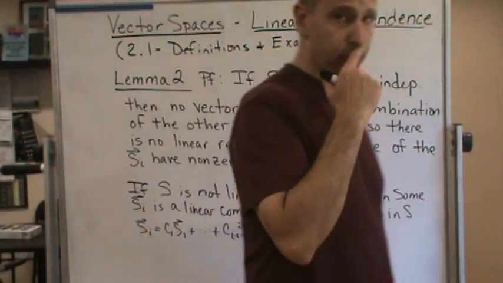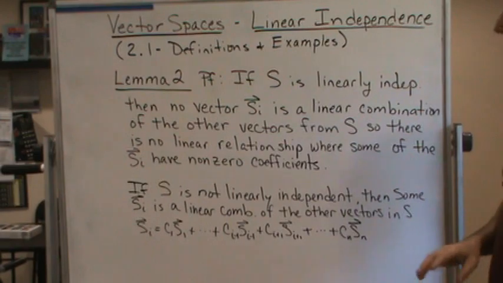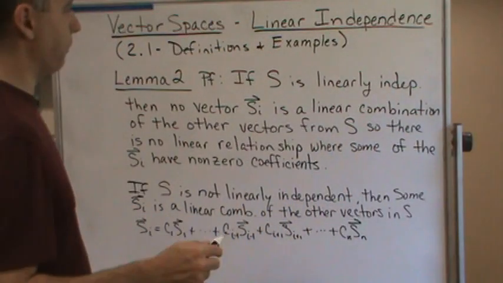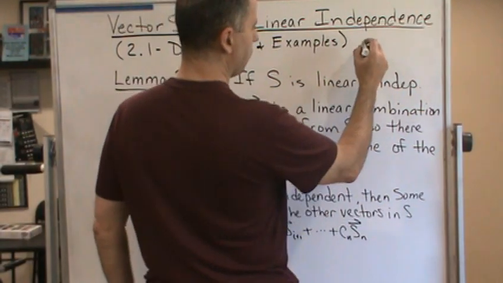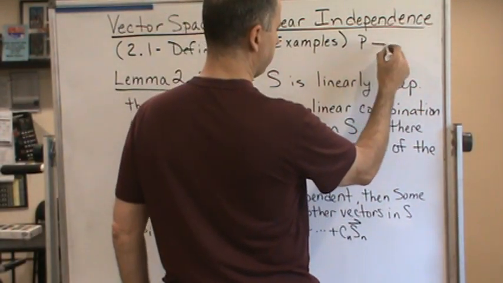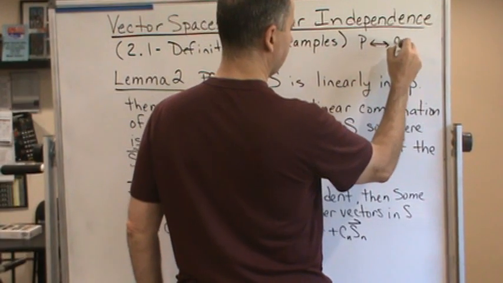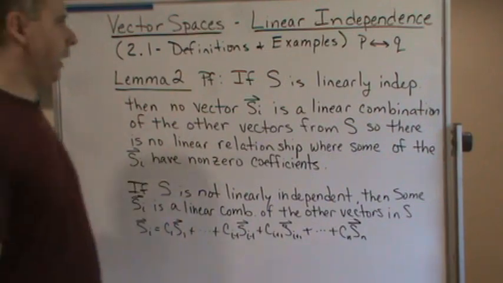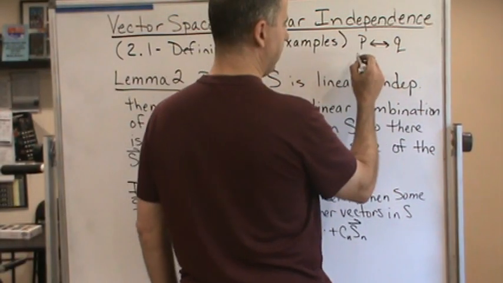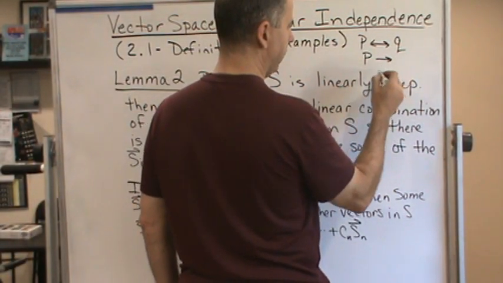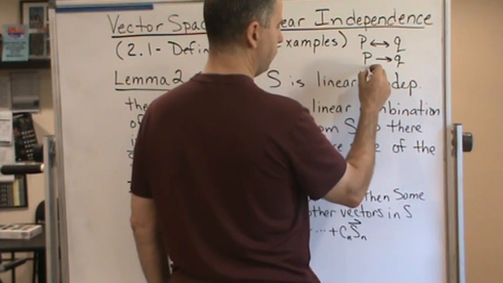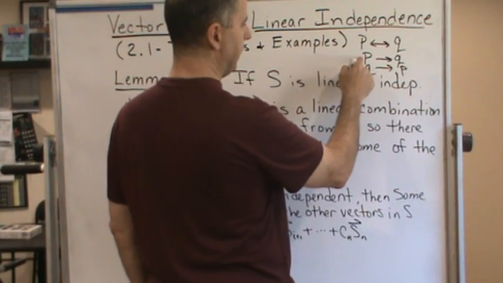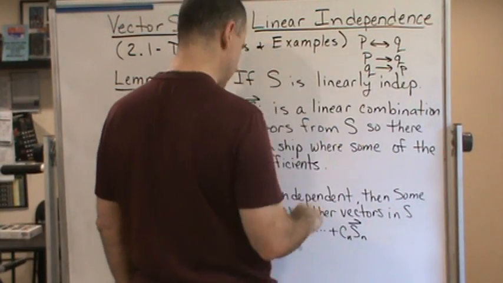Okay, so now here's the proof of Lemma 2. It's a biconditional, so basically a biconditional goes both ways. A little bit of logic here, for some of you who may not have taken logic: a biconditional means that we have to prove it going one way and then prove it going the other way. So we have to show that P implies Q and then Q implies P.